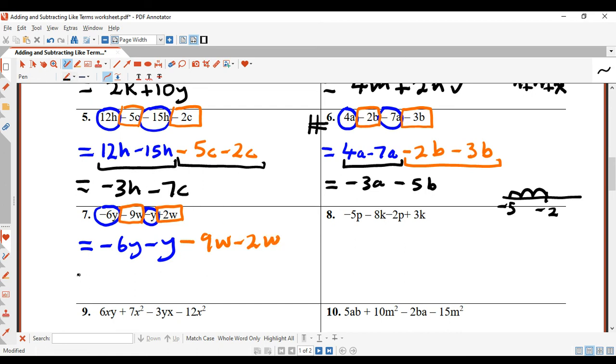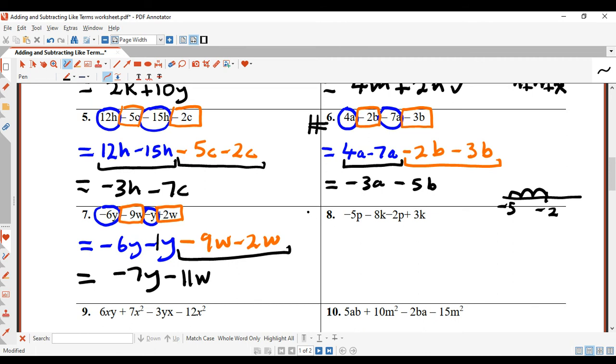All right, so equals, you're going to get negative 7y. So negative 6y take away y. Think of this as take away 1y if that makes it easier. Negative 6y take away 1y is negative 7y. And negative 9w minus 2w. So this pair here is negative 9 take 2. That's what you're going to think of it like. So negative 9 take 2 is negative 11 with the w.